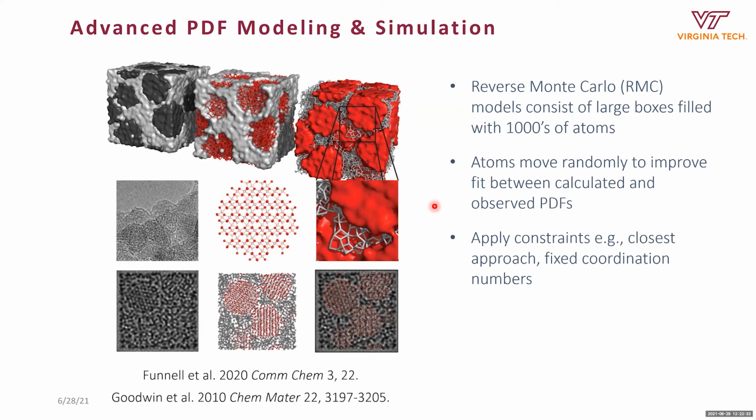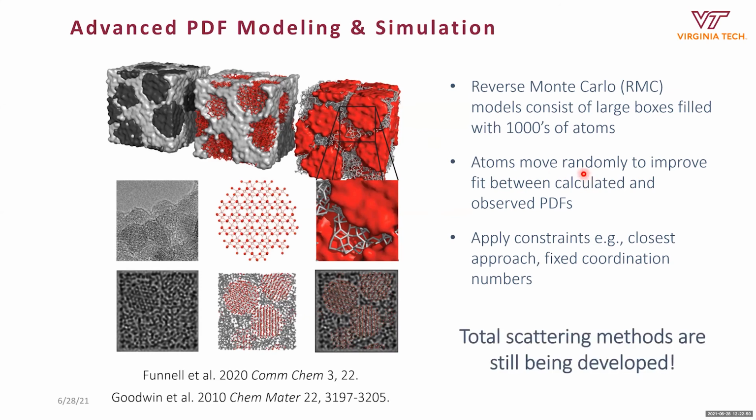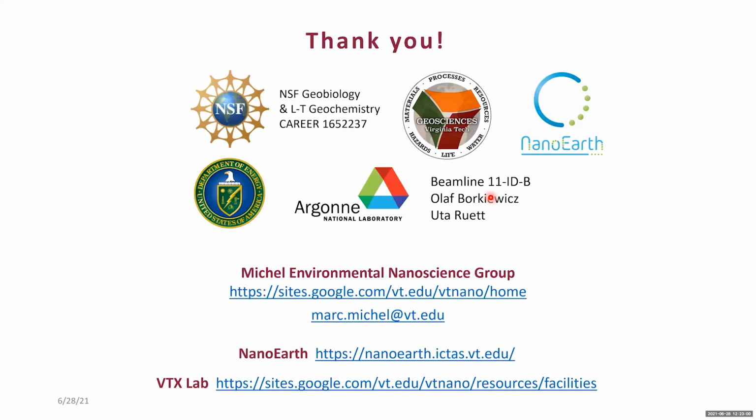When we do this, we apply constraints, things like closest approach, so atoms can't get on top of one another, for example, or we can fix coordination numbers in order to try to learn things about the average structures of materials, not the exact structure, but the average structure. Okay, and so the takeaway here is total scattering methods are still being developed, both how we do the experiments and how we analyze our data. So with that, I will say thank you for your attention.